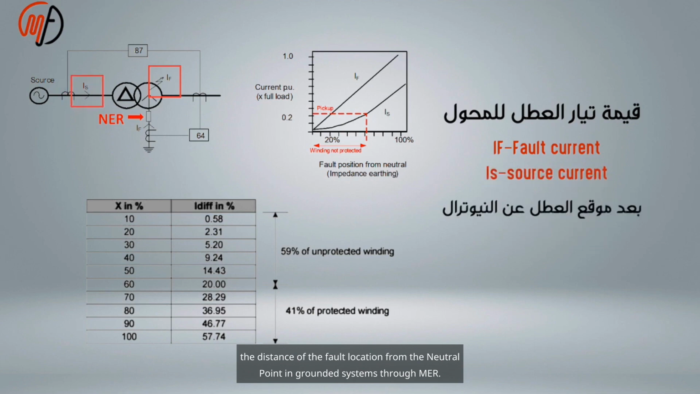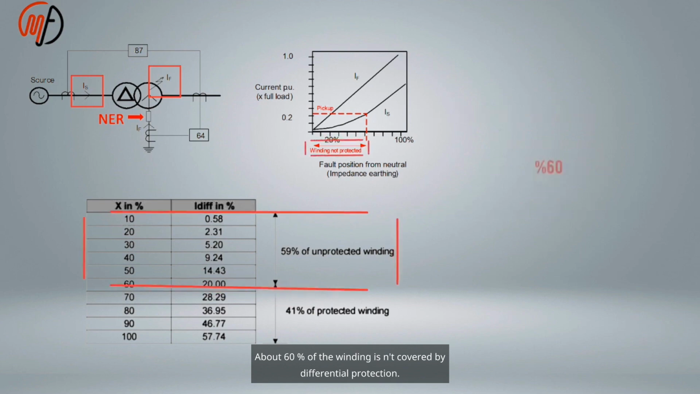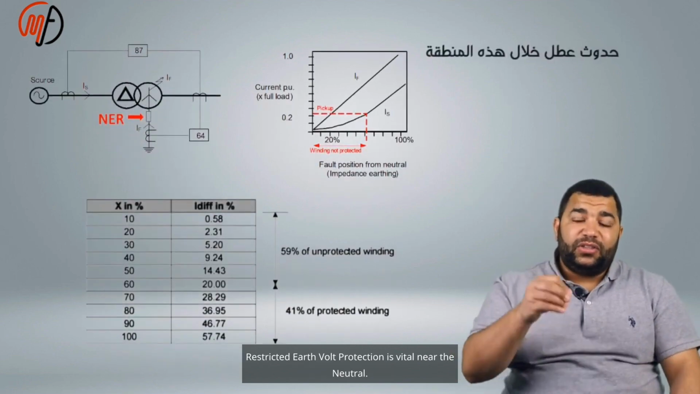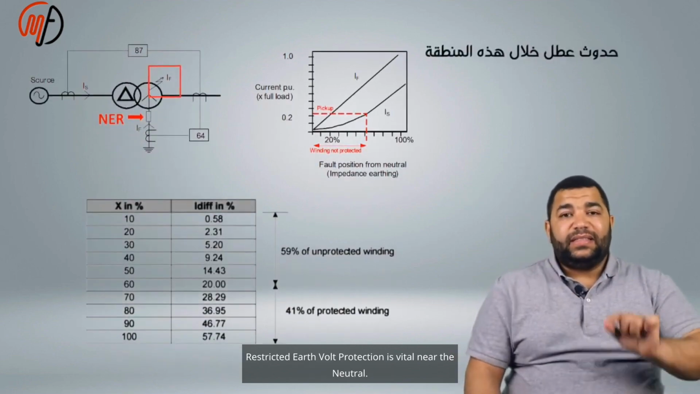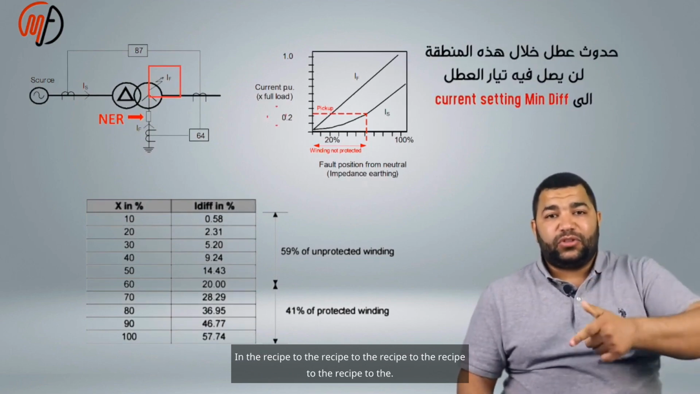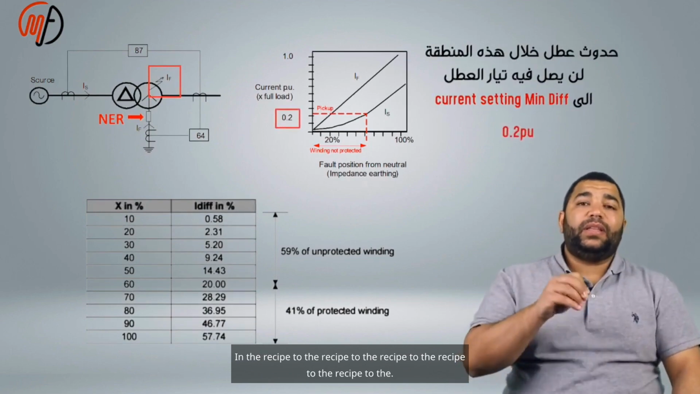In systems grounded through an NER, about 60% of the winding isn't covered by differential protection. If a fault occurs here, the fault current won't reach the 0.2 per unit setting. Restricted earth fault protection is vital near the neutral. It covers 60% from the neutral. Differential covers 40%.